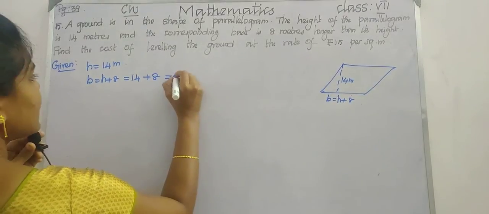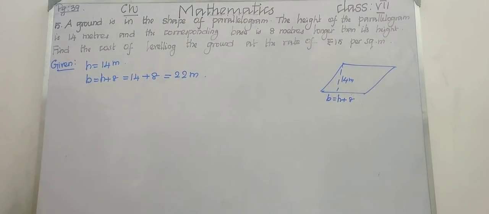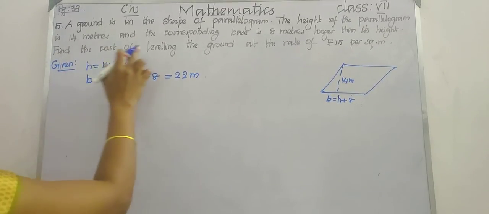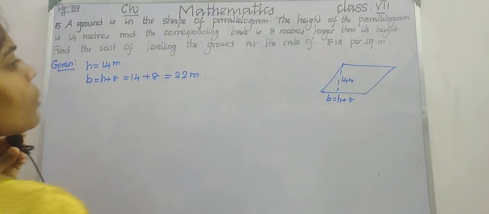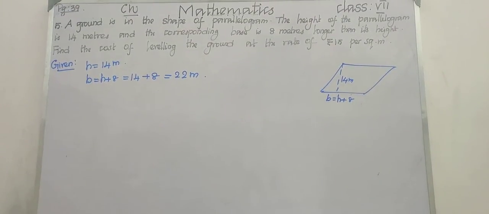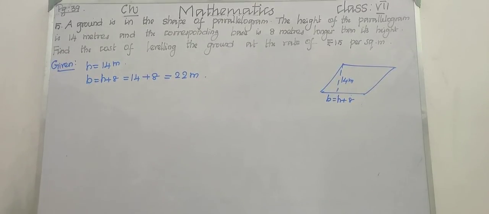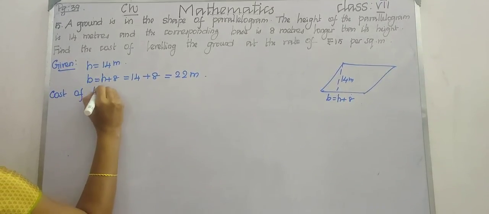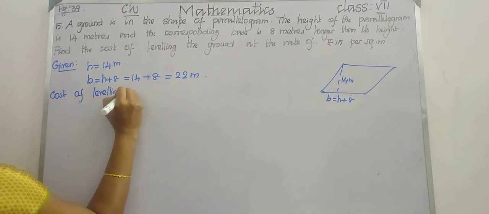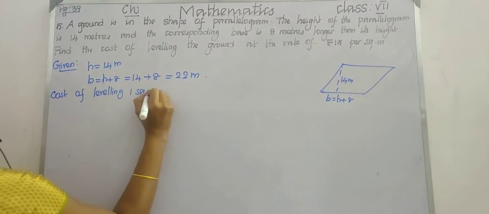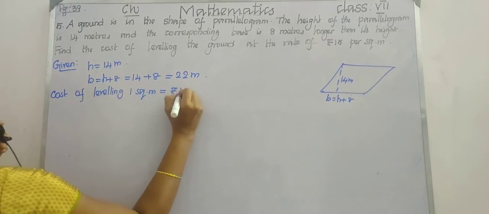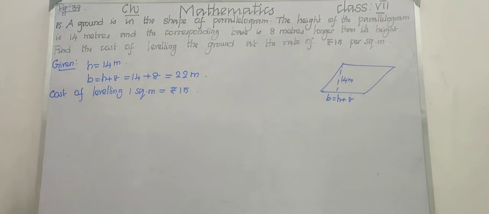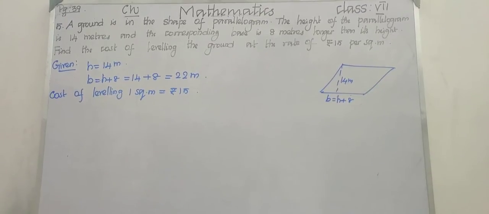22 meter is the base. And also, what is given? They are given the cost of leveling the ground at the rate of rupees 15 per square meter. So we can write: cost of leveling 1 square meter equals rupees 15.